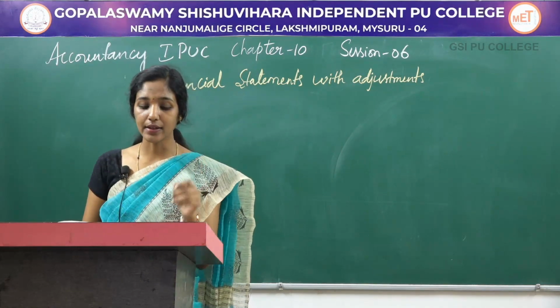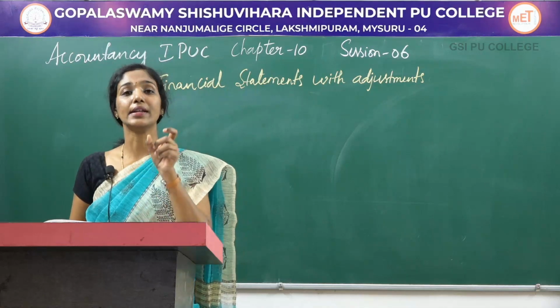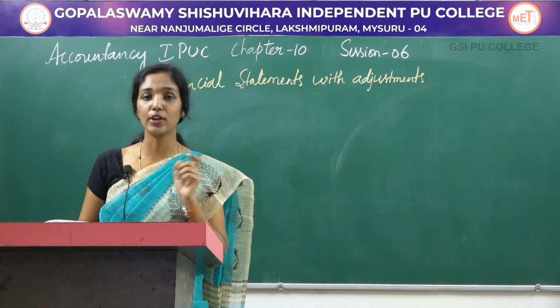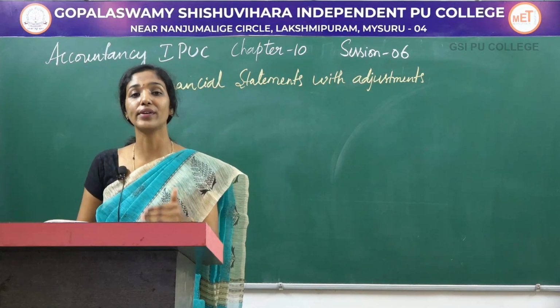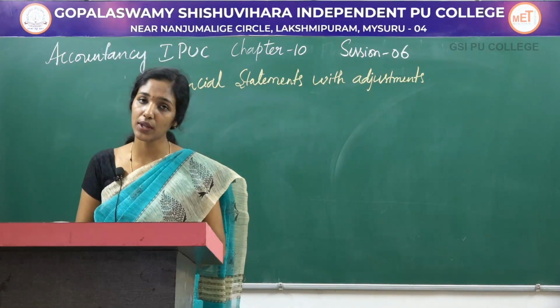You have to calculate this provision on the debtors amount on the debit side of the profit and loss account. Again it should be deducted from the total debtors on the asset side of the balance sheet.